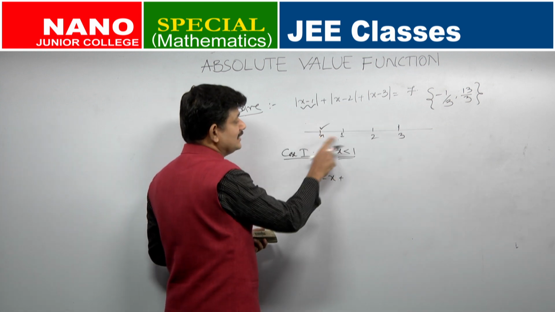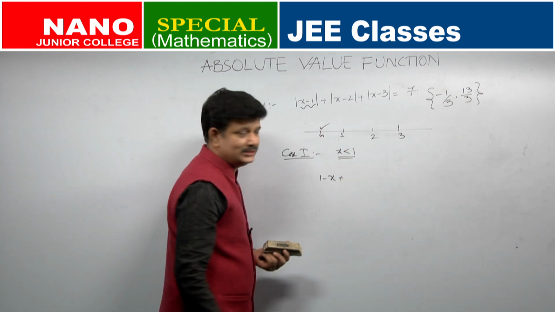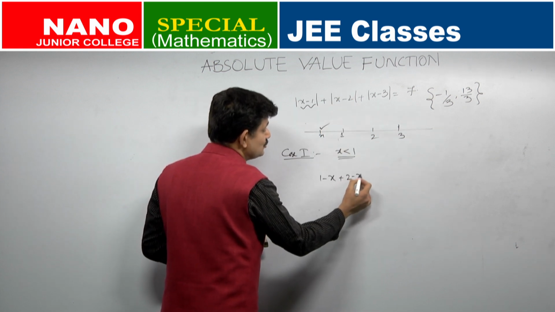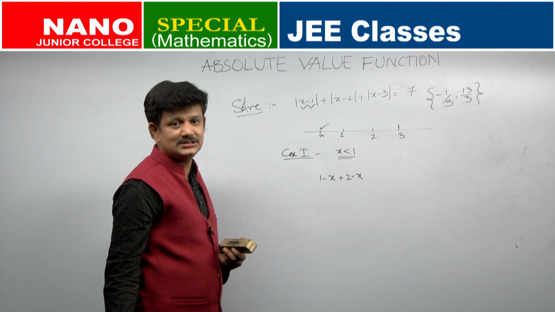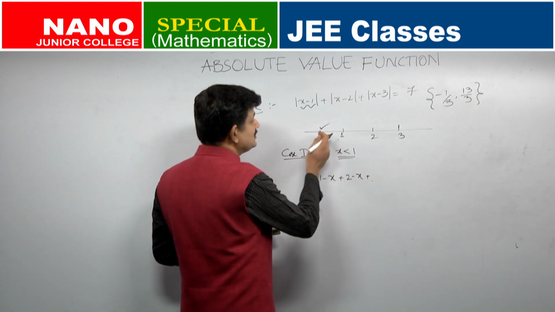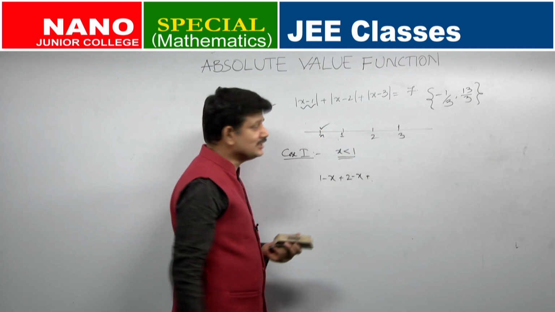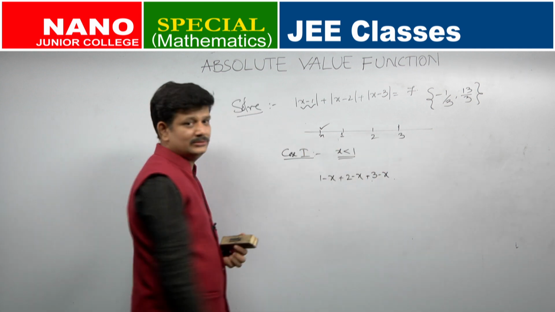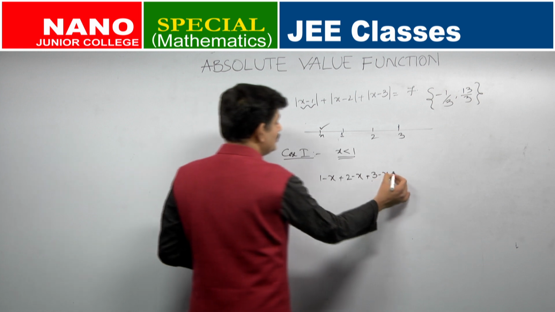X minus 2, x is less than 1. So, x minus 2, is it positive or negative? Negative. So, mod x minus 2 will be minus of x minus 2, which is 2 minus x. Similarly, mod x minus 3, x is less than 3. So, mod x minus 3 will be how much? 3 minus x, larger number minus smaller number.